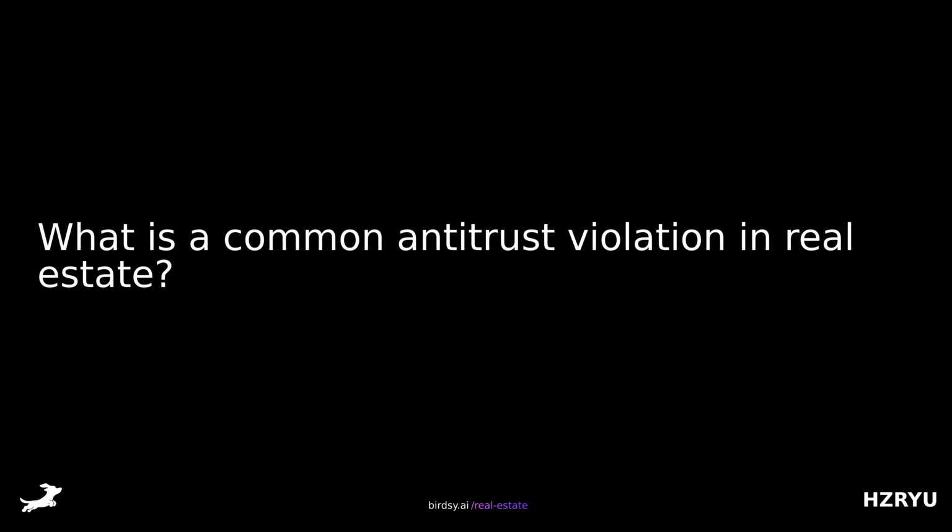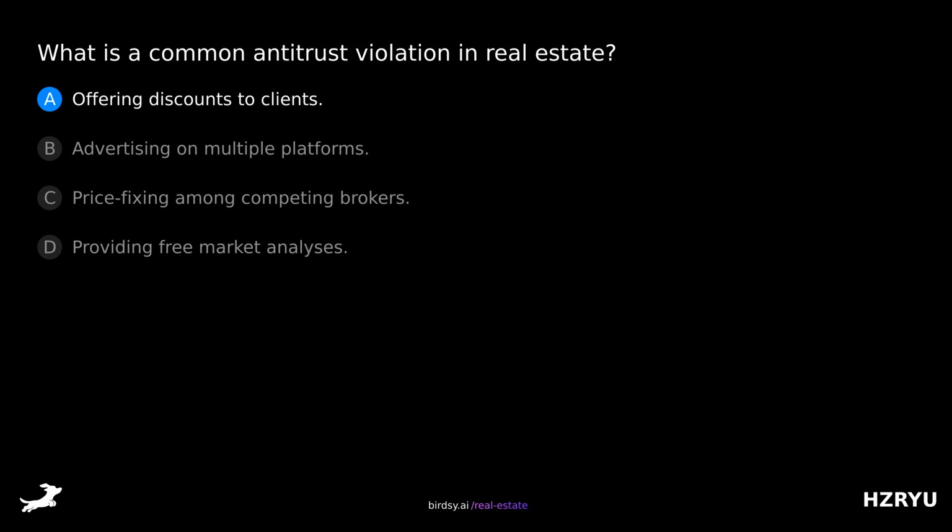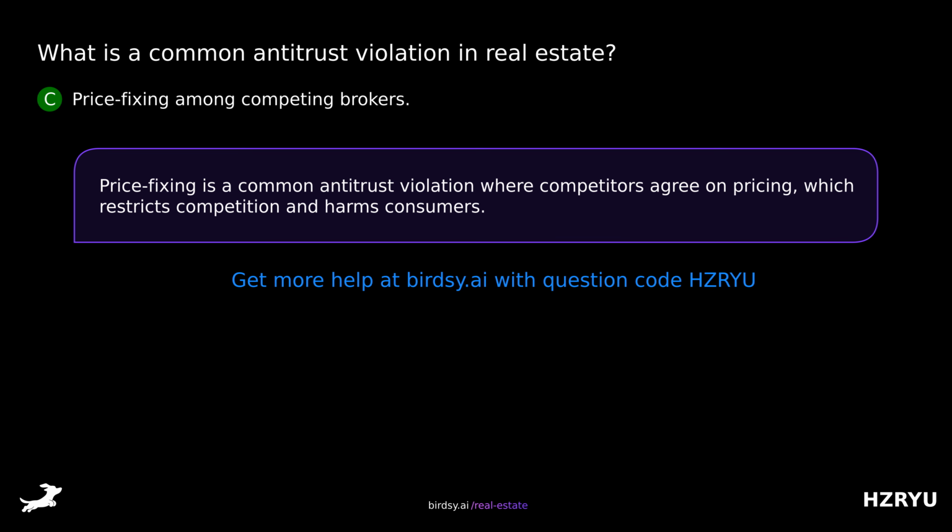What is a common antitrust violation in real estate? Is it A, offering discounts to clients? B, advertising on multiple platforms? C, price fixing among competing brokers? Or D, providing free market analyses? The answer is C, price fixing among competing brokers. Price fixing is a common antitrust violation where competitors agree on pricing, which restricts competition and harms consumers.